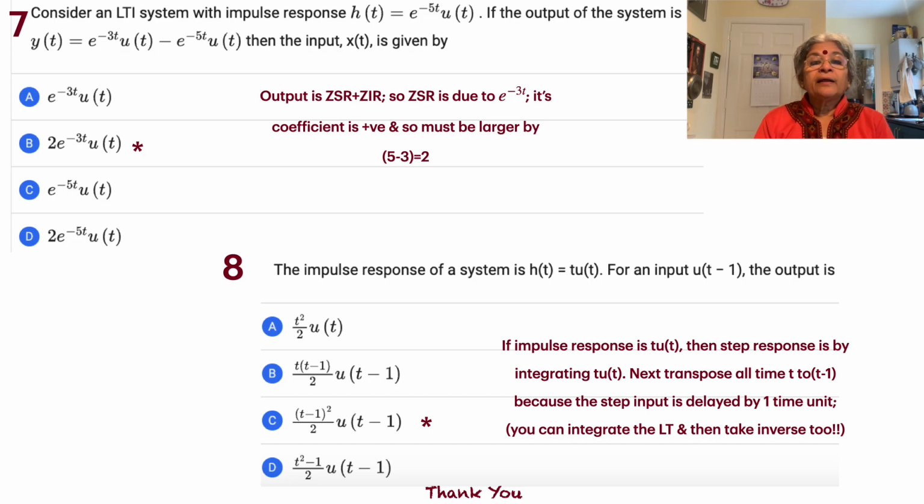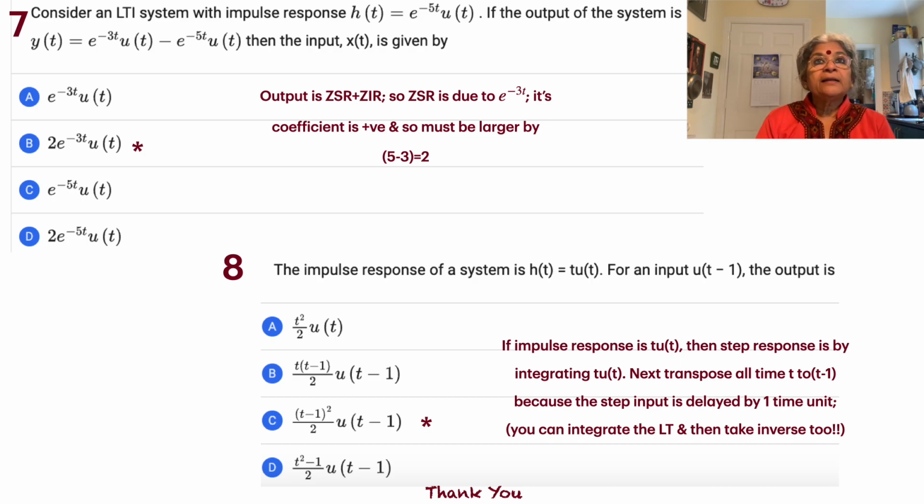Okay, so we see that the zero state response, or the one which is initiated only by the input, is a function of e raised to minus 3t. And from amongst the four answers, we notice that only A and B have e raised to minus 3t ut. One is e raised to minus 3t ut, and the other is 2 into e raised to minus 3t ut. So which is more suitable?